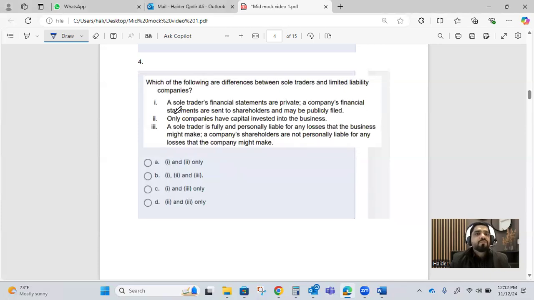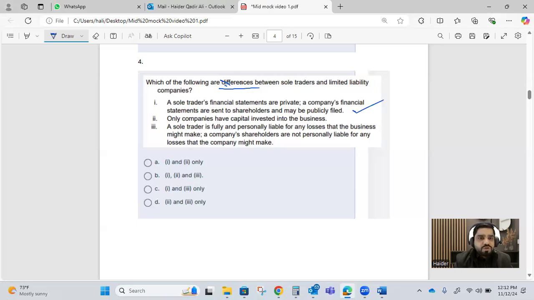Let's try this. Which of the following are differences between sole trader and a limited liability company? They are asking you the differences. Point to be noted, they're not asking you the similarities, okay? Differences. A sole trader's financial statements are private, and the company's financial statements are sent to shareholders. Yeah, that is the difference. Correct. So option 1 is correct.